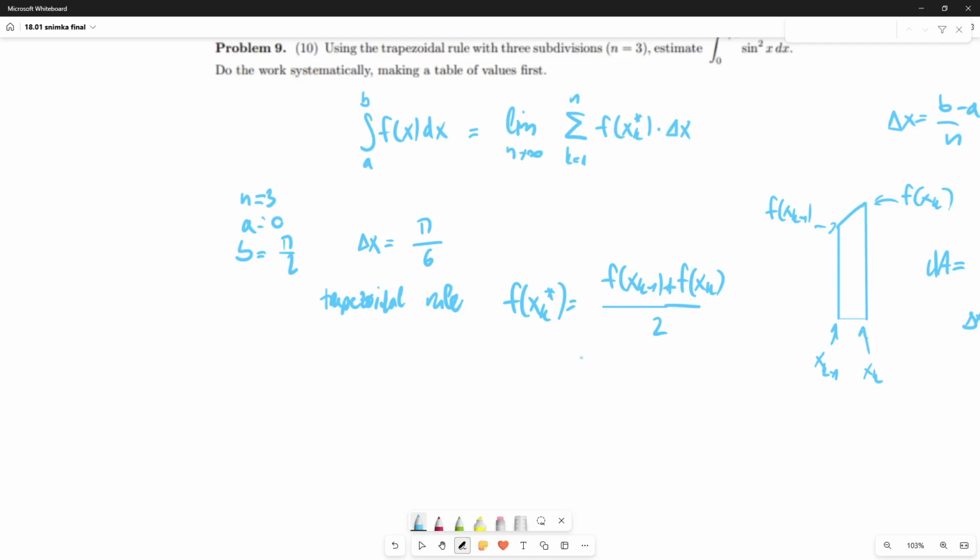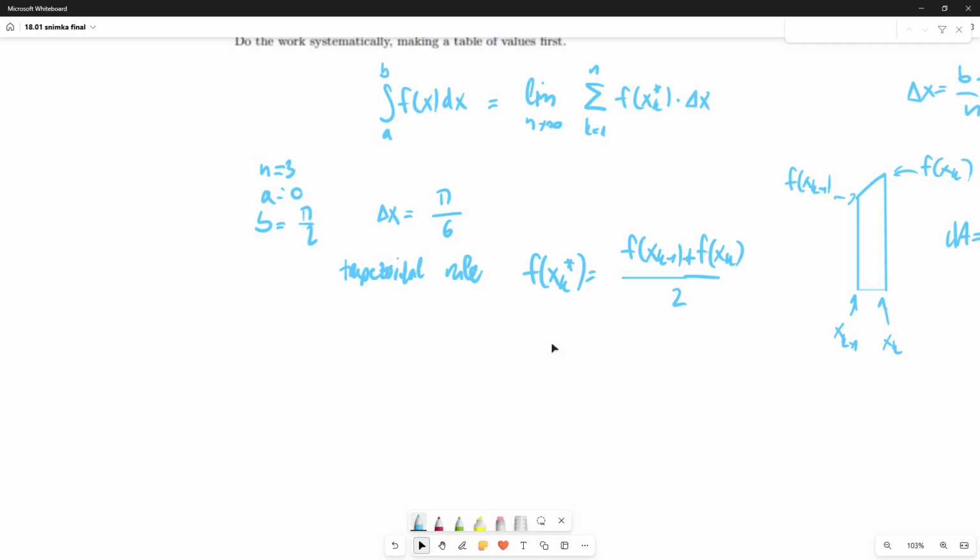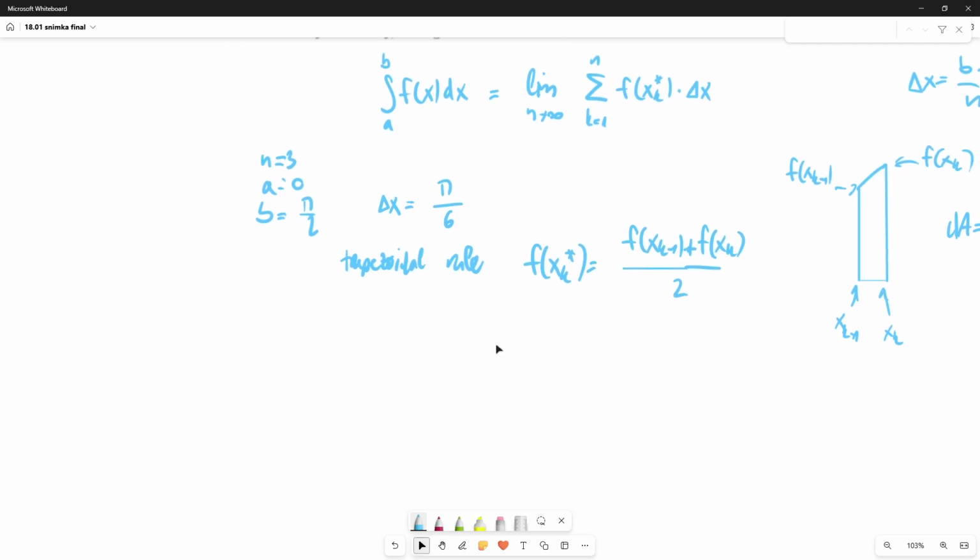So now that we've shown where the trapezoidal rule comes from, we will make a table in order to use it. We will calculate f of x for each point of the subinterval. Of all subintervals, there are 3 of them in this case. So delta x is pi over 6. The starting point is 0. The next point is pi over 6. Then we have pi over 3. And finally the end of the interval, which is pi over 2.